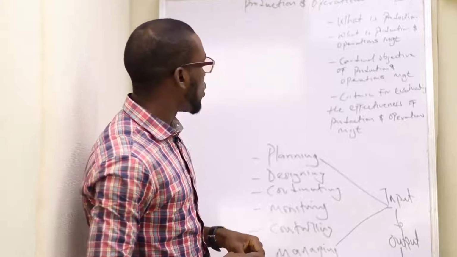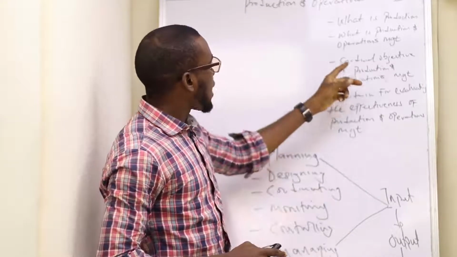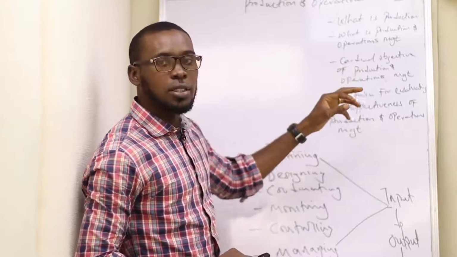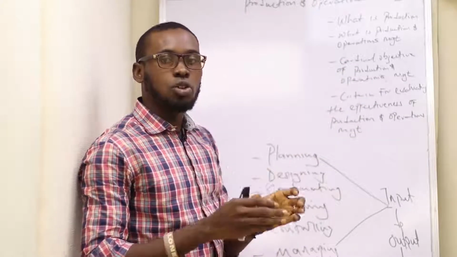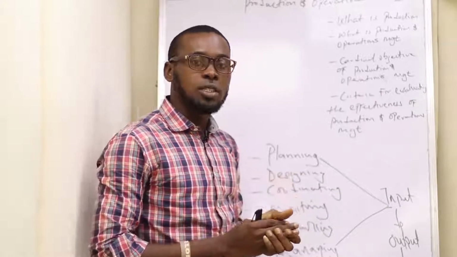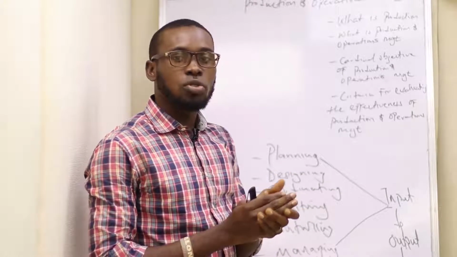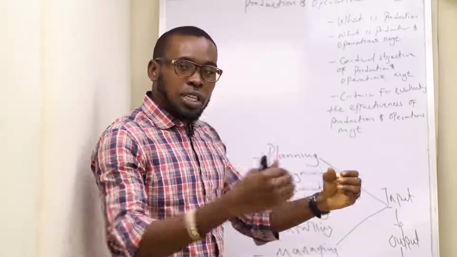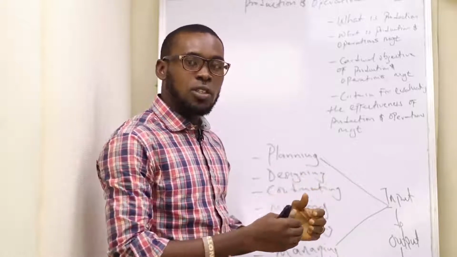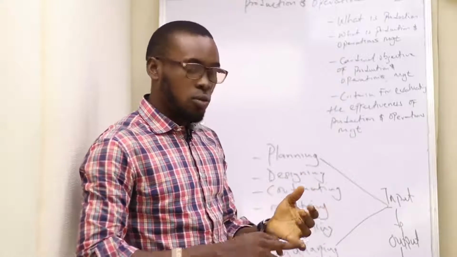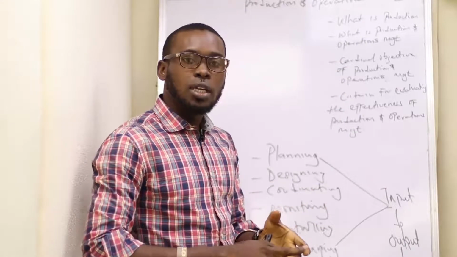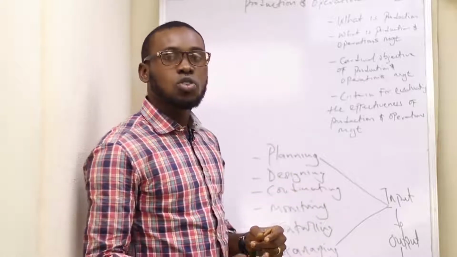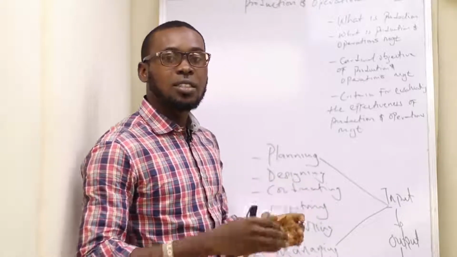Now the next phase we'll look at is this: what are the cardinal objectives of production and operation management? The cardinal objective of production and operation management is simply the effective and efficient bringing together or managing of resources. Resources here I mean people, machine, material, money, in order to effectively convert inputs to outputs so that they can actually create or maximize economic what?